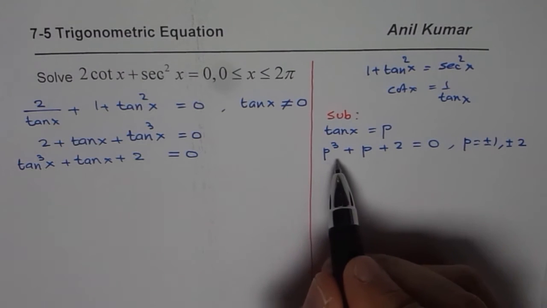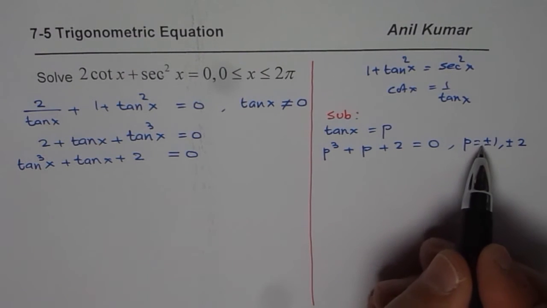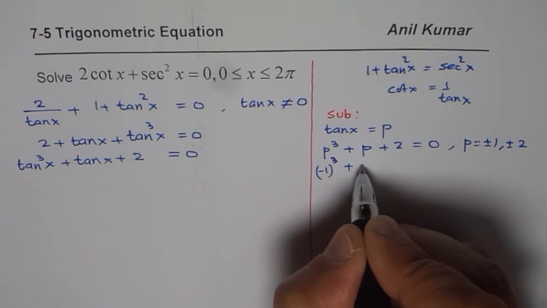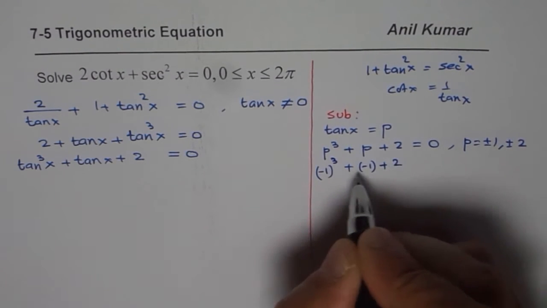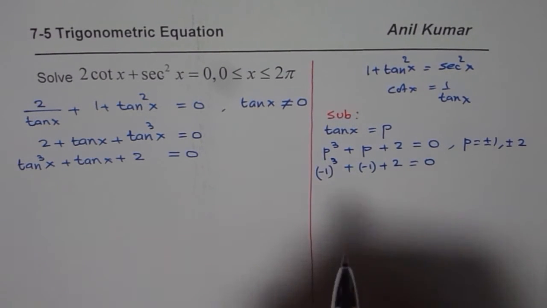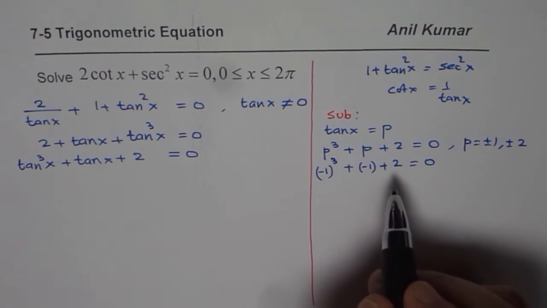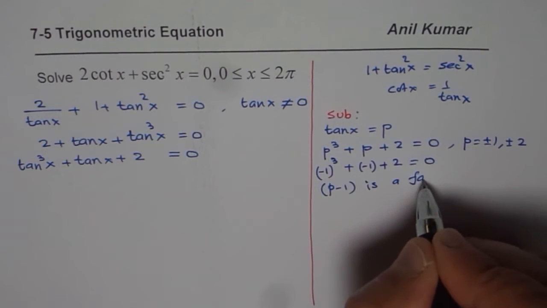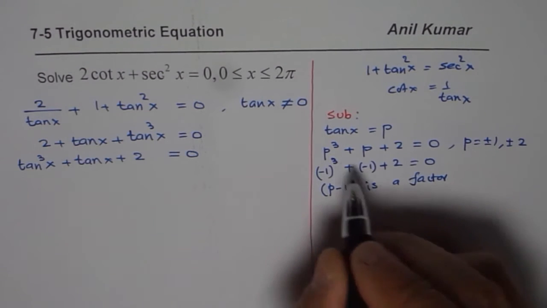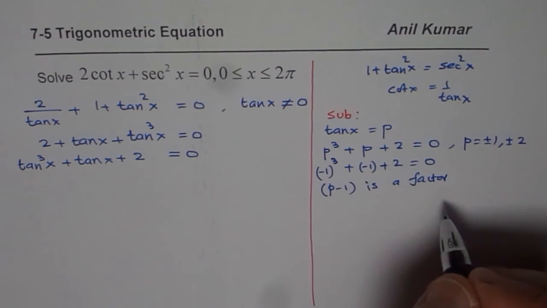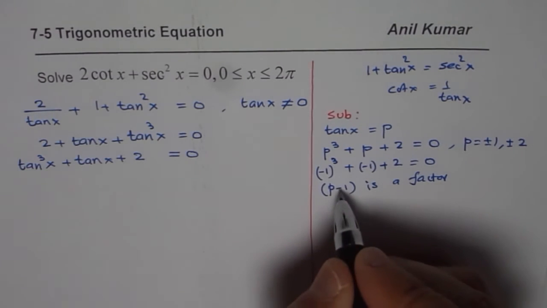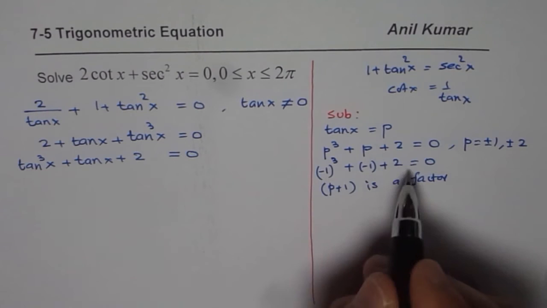Now if I put 1 here, then I do not get 0. But if I put minus 1, then what happens? I get minus 1 cubed plus minus 1 plus 2, and that is indeed equal to 0. It means that p plus 1 is a factor, right? Because minus 1 gives you 0. Now if p plus 1 is a factor, we can divide this and then get other factors.